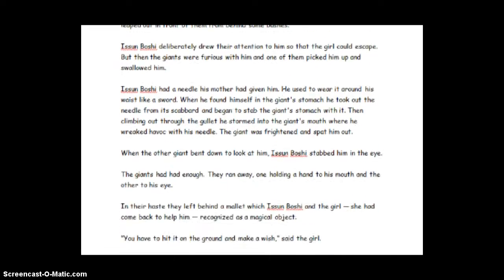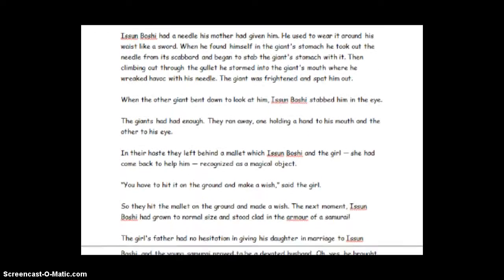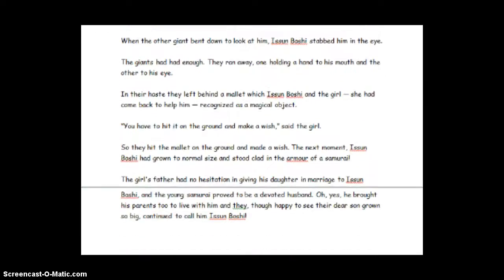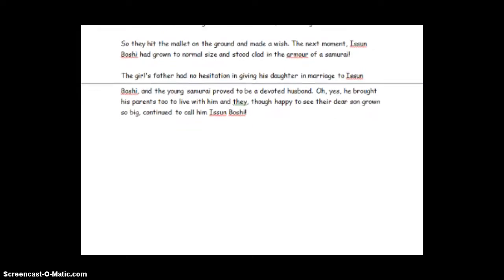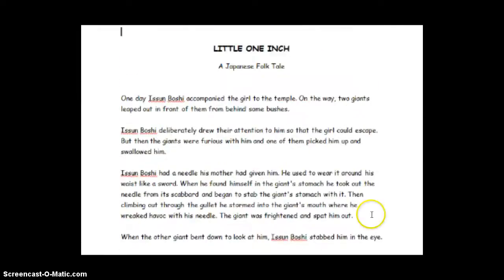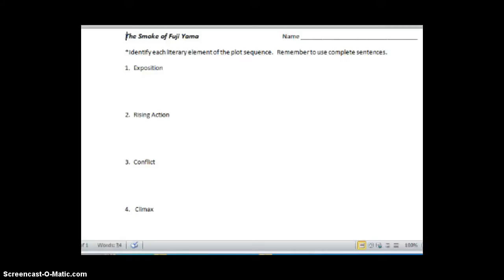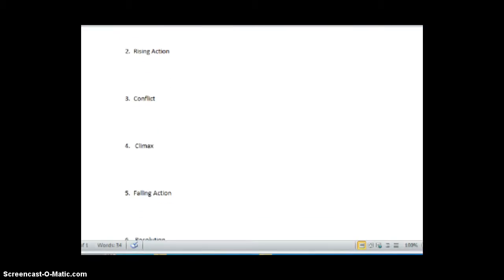This particular one is Little One Inch, very popular. Short story. Students could read it quickly, go back, and then identify those integral elements. And here's an example of that worksheet the students were given. This particular story was the Smoke of Fujiyama, and then after reading, they used complete sentences to identify each element.